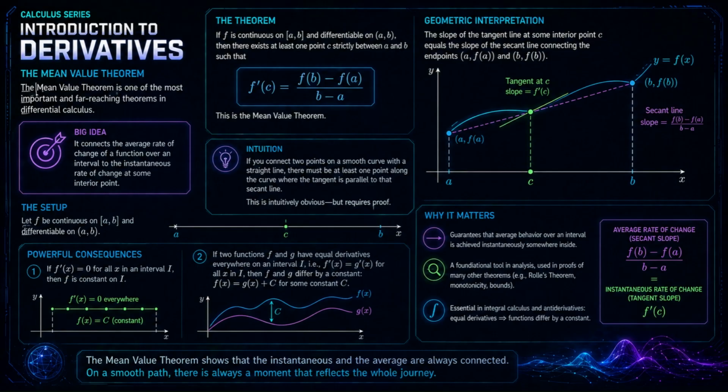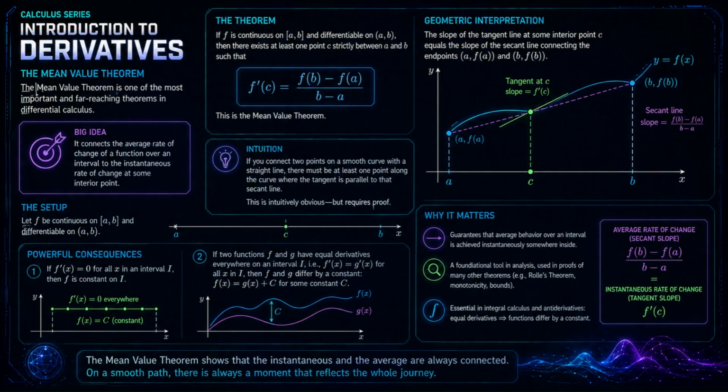If you connect 2 points on a smooth curve with a straight line, there must be at least one point along the curve where the tangent is parallel to that secant line. This is intuitively obvious, but requires proof. The mean value theorem has profound implications.